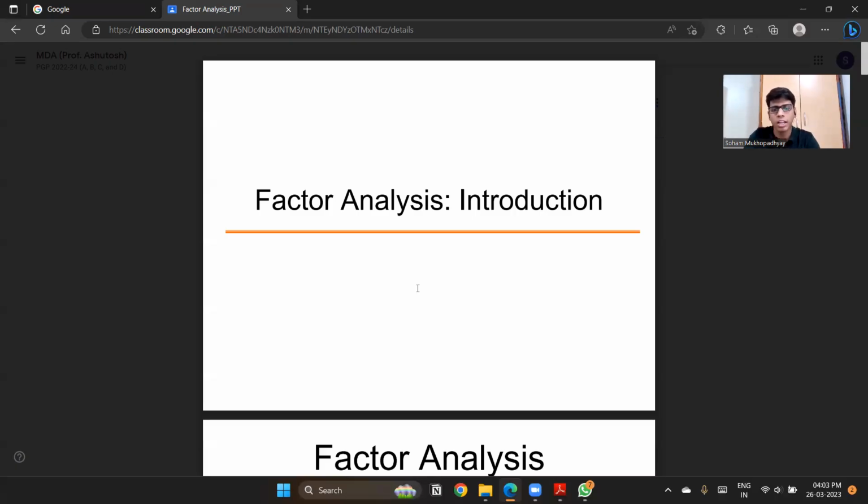There should not be a high correlation between the independent variables in the regression equation. So what happens if you do have highly correlated independent variables? Let's say y equals x1 plus x2 plus x3, and x1 and x2 are highly correlated. We cannot use that in the regression equation.